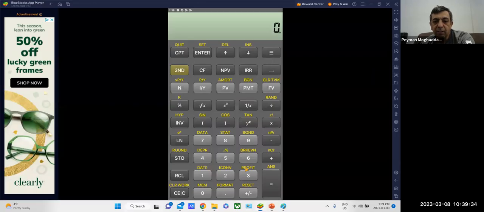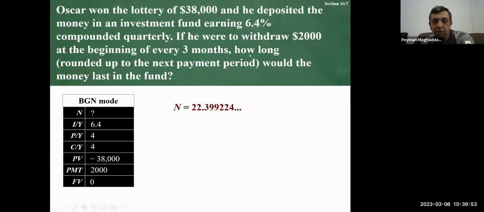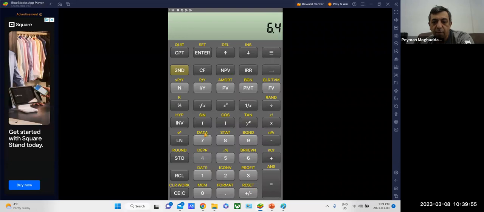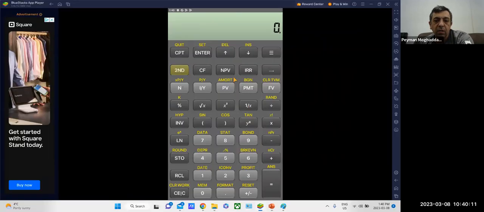$38,000 is going to be the loan, present value. $2,000 is going to be the payment with a negative sign. Future value is going to be 0. 6.4% is going to be I over Y, and P over Y is 4, C over Y is 4 as well. So everything is right. And now what's the N?